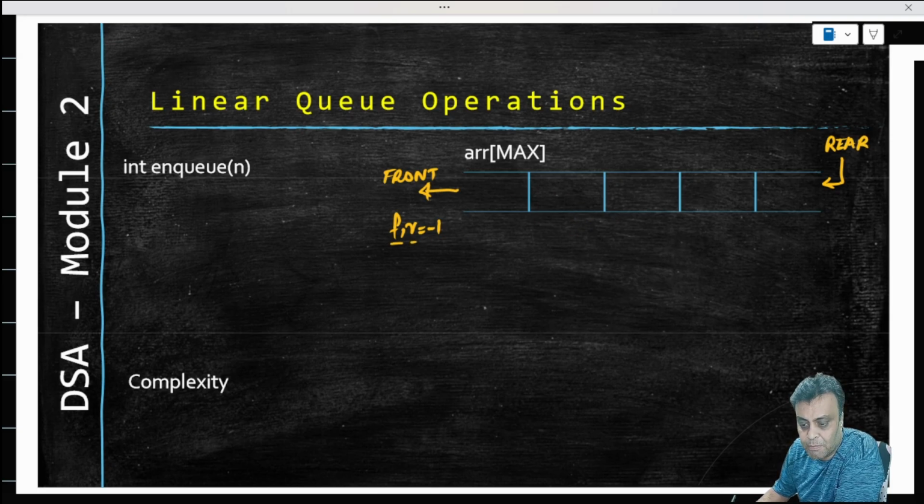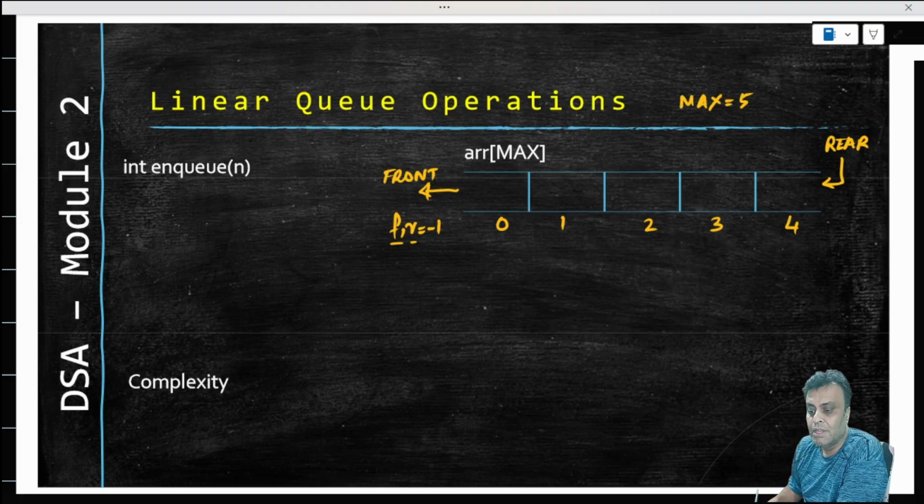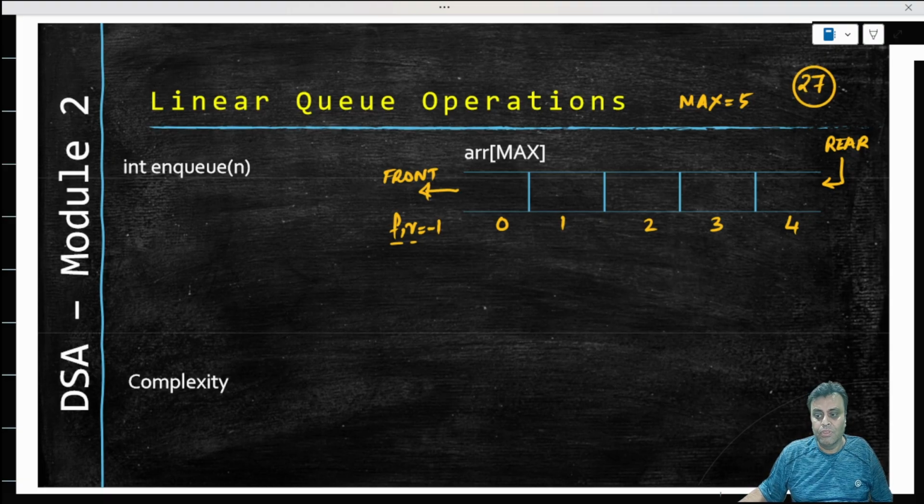Our front and rear pointers are pointing to -1. And our array index is like this. We are implementing a queue through an array. Max is set at 5. Right? So with this in mind, if we start the operation of the queue and we say that we have to take 27 into the queue, right? So what will happen? This 27 will come and move all the way here, right?